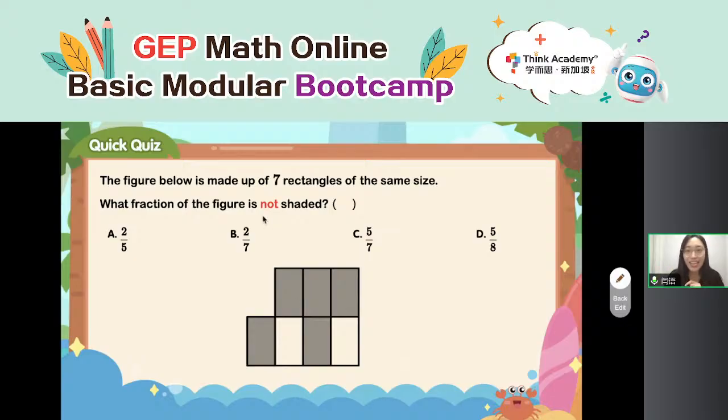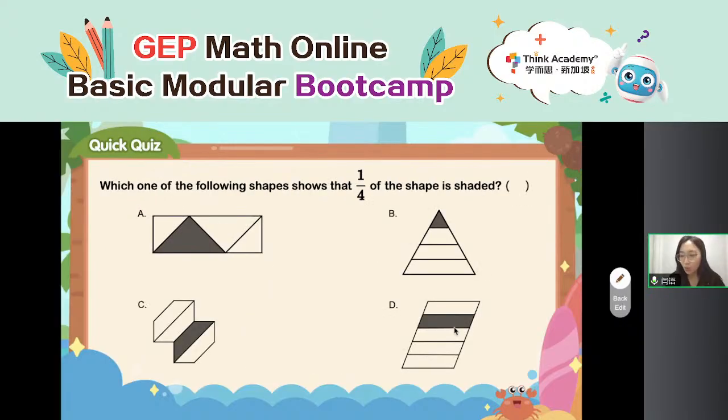Okay, so actually you see that Teacher Apple is very nice to you, right? I already highlight the keyword. What is the keyword? Not shaded. So actually we are looking for the white parts, okay? So here you see 1, 2, right? That means actually for the numerator, it should be 2. And how many equal parts are there? The question already told you, 7 rectangles of the same size. So what is the answer? It should be B. It is 2 out of 7, okay? Read the question carefully.